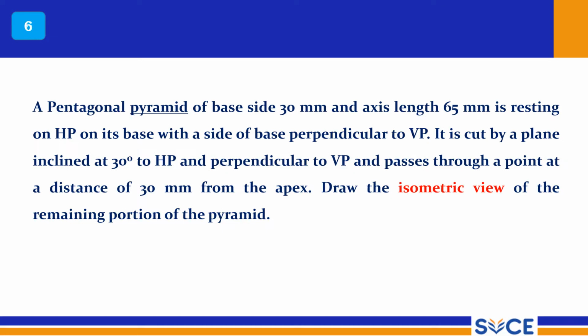Sixth problem, it is a pyramid, and the isometric view we are going to draw. A pentagonal pyramid of base side 30 mm and axis length 65 mm is resting on HP on its base with a side of base perpendicular to VP. It is cut by a plane inclined at 30 degrees to HP and perpendicular to VP. So 30 degrees to HP, you will get the truncated solid, and it passes through a point at a distance of 30 mm from the apex. Draw the isometric view of the remaining portion of the pyramid. Isometric view only should be drawn here.